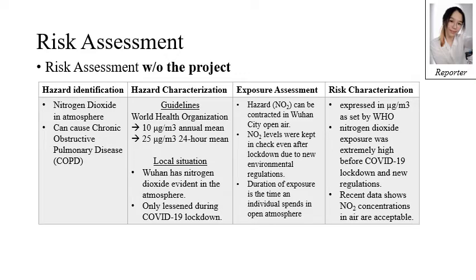the atmosphere. This can cause chronic obstructive pulmonary disease or COPD. The current existing guidelines for this are from the World Health Organization with a concentration of 10 micrograms per cubic meter annual mean and 25 micrograms per cubic meter 24-hour mean. The local situation in Wuhan is reported to have significant amounts of nitrogen dioxide in the atmosphere, and it has only lessened during the COVID-19 lockdown.